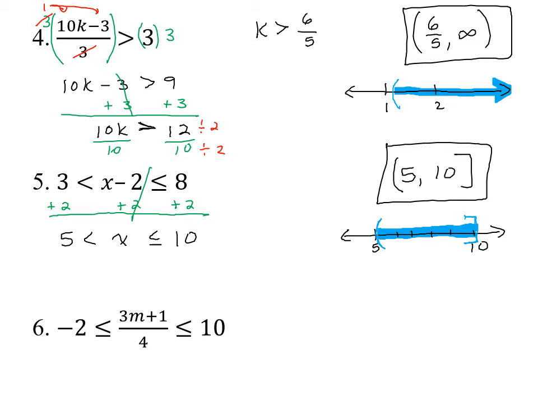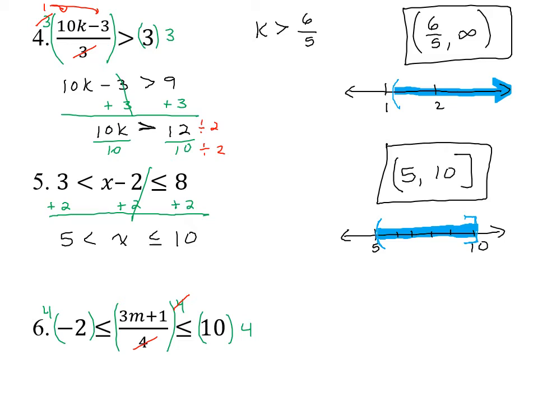Now, number 6 is a little bit more complicated, but it's the same sort of thing. You want to try to get the m by itself in the middle. So what we do is we multiply everything times 4. So everything times 4. The 2 gets multiplied by the 4. The 10 gets multiplied by the 4. And we're multiplying by 4 because that's what's on the denominator, the bottom of that fraction. So the 4's will cancel.